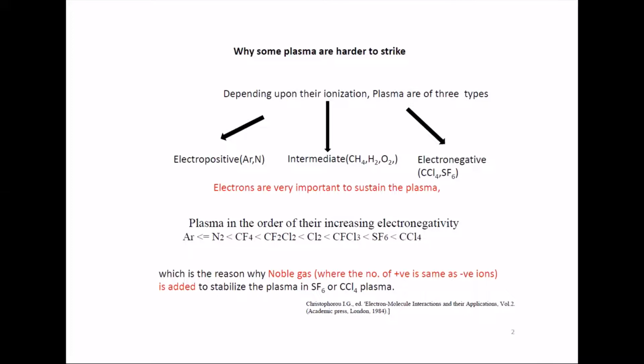That's why you will hear that you need to add argon or nitrogen to these electronegative plasmas. In between electropositive and electronegative plasma, there are some gases which fall in an intermediate range, which are also good to stabilize the plasma, for example O2 and hydrogen. So here is their order of electronegativity going from left to right.